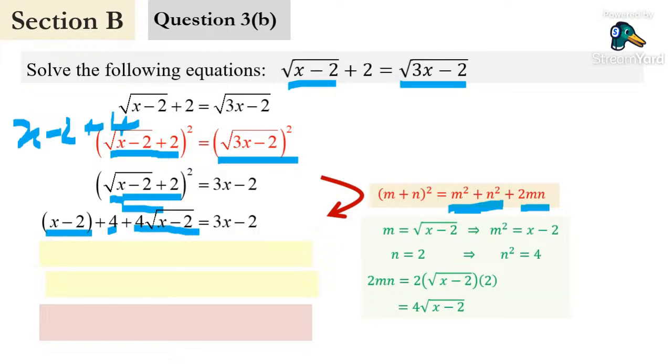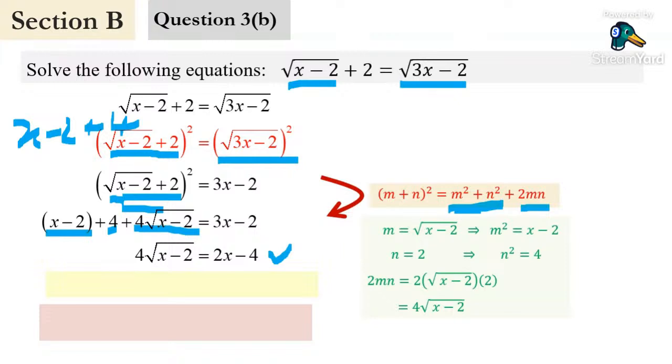Reach until here, you see there is still a square root there. Now what you do is rearrange the equation, simplify it so that the square root is on one side, the rest on the other. So I have 4 square root of x minus 2 equals to 2x minus 4. Okay. Reach up to here.